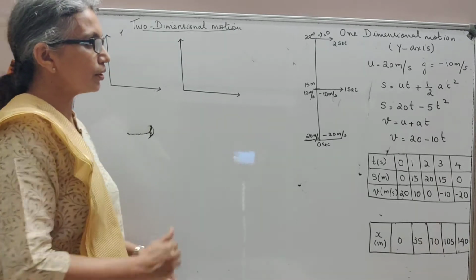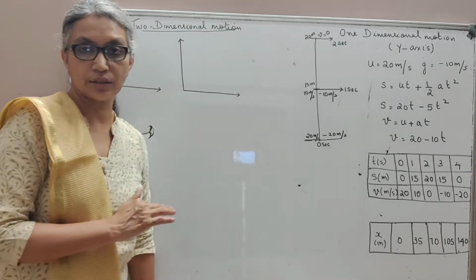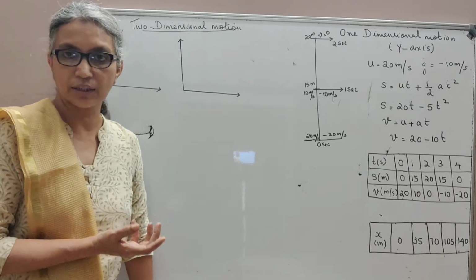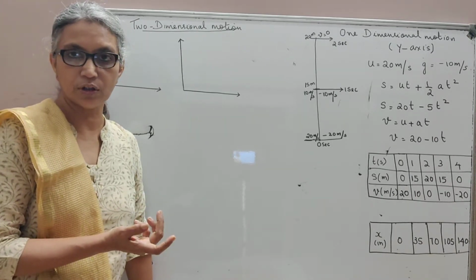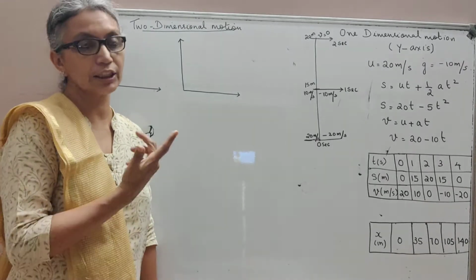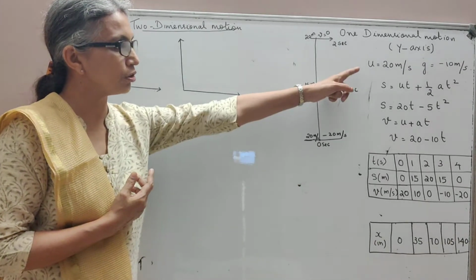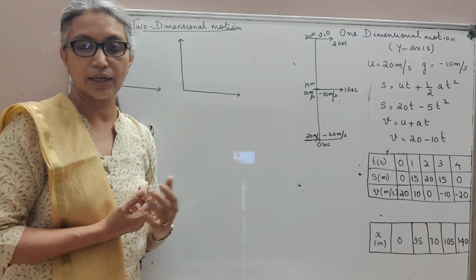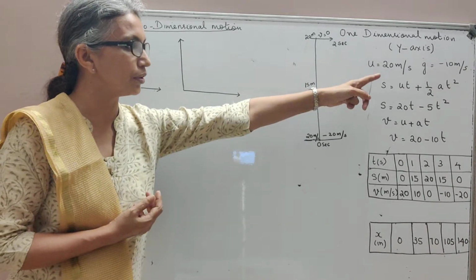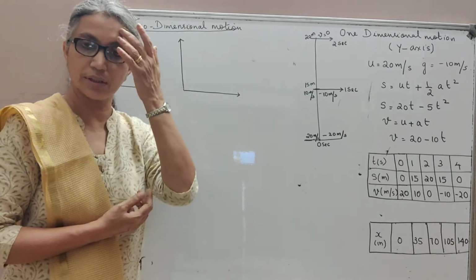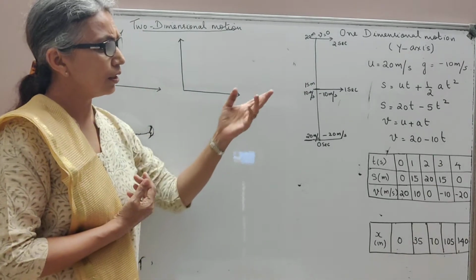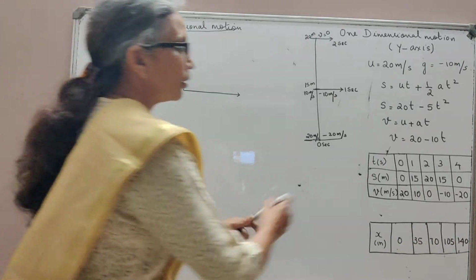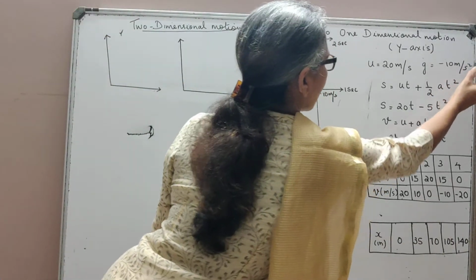Like in our previous chapter, where we did one dimensional motion, suppose I take an example where I have a ball and I'm going to throw it vertically up at an initial velocity of 20 meter per second. The body is under the acceleration due to gravity, which I've taken as minus 10 meter per second square so that it will be easier for my calculations. G is minus 9.8, I'm sorry, minus 10 meter per second square.